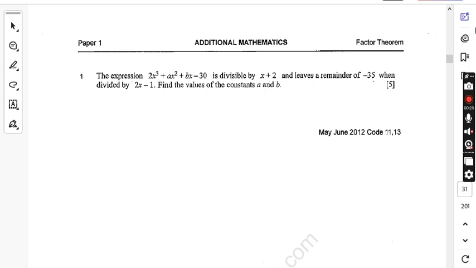Students, in last lecture we finished past papers of differentiation. Today we are going to start past papers of a new topic, that is factor and remainder theorem. This is chapter number 4 from your course book.